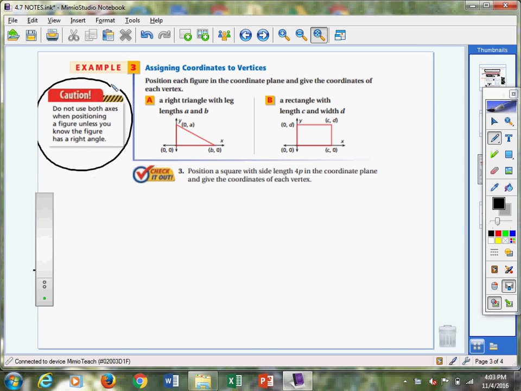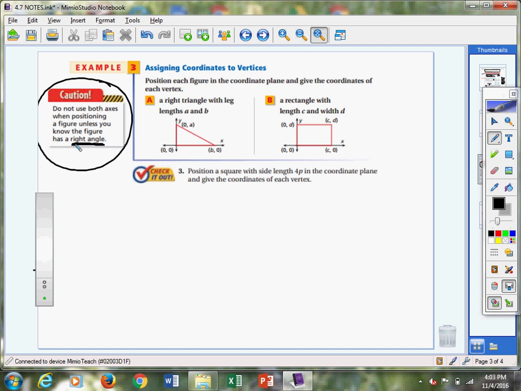Let's start here with the caution. I'm going to put a big circle around that. Do not use both axes when positioning a figure unless you know the figure has a right angle. That's going to be really, really important. We want to make sure we have a right angle, and then you can use both those axes. So in letter A, we have a right triangle, and so we definitely want to use the axes to help with this.